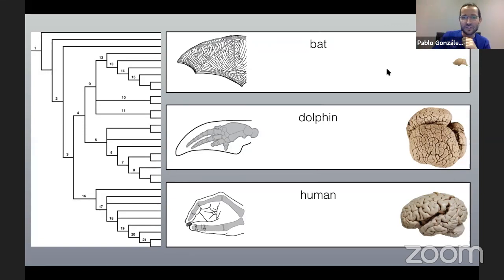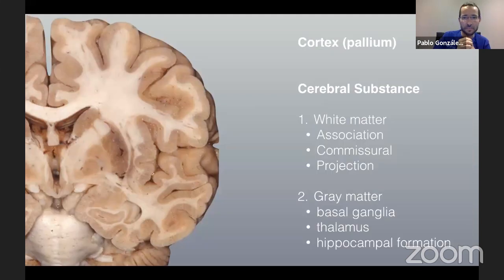You can see that bats, dolphins, and humans are all in the same family, but our brains are different. Why are they different? Because our purpose on the earth and our needs are completely different. And our brain is adapting to the needs and to the features of the physical bodies. So let's go to our human brain. And in this coronal cut, we can see two very important parts.